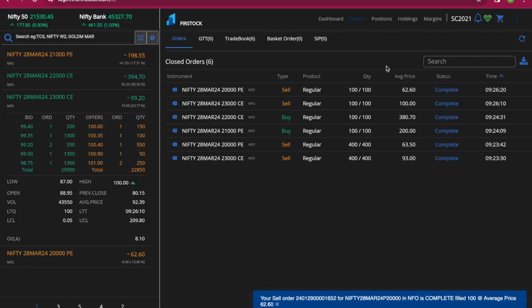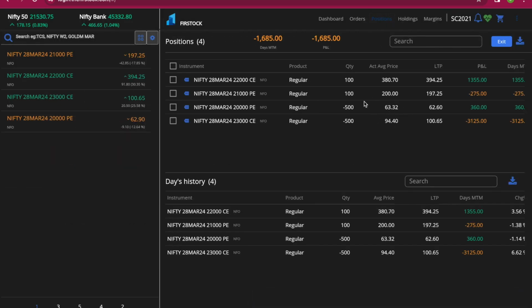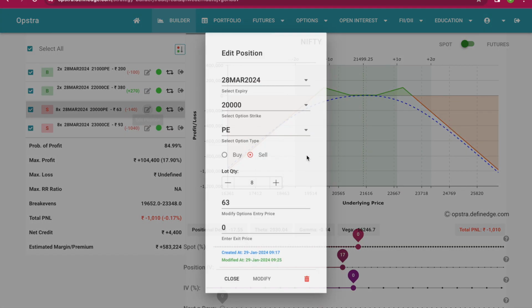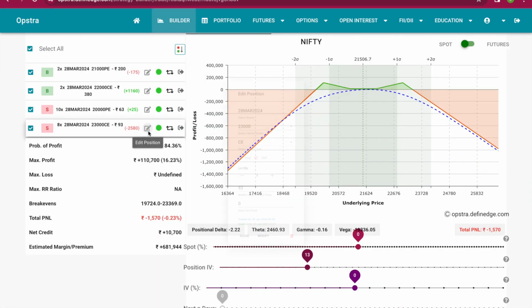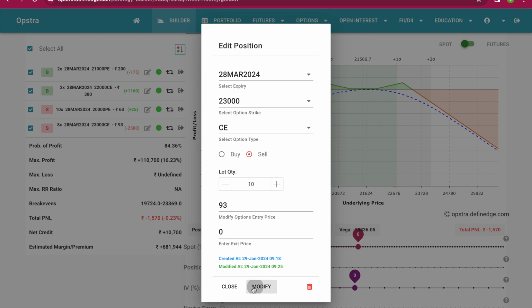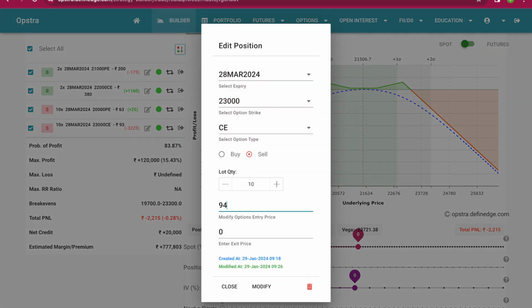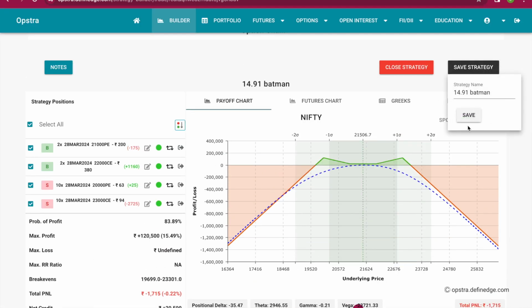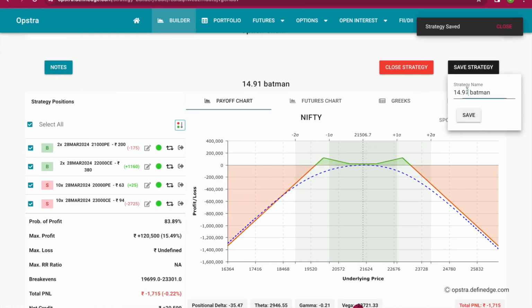62.6. Okay, so that was executed, and we have like 63 is same, but here we got some 94. And let's just increase this, modify, just let's do it 94, modify. Okay, let's save it. 995 we can do, 14.95 x.